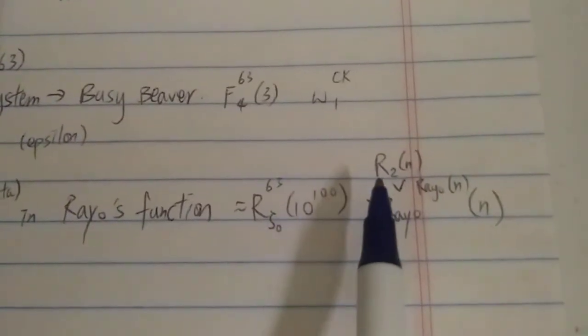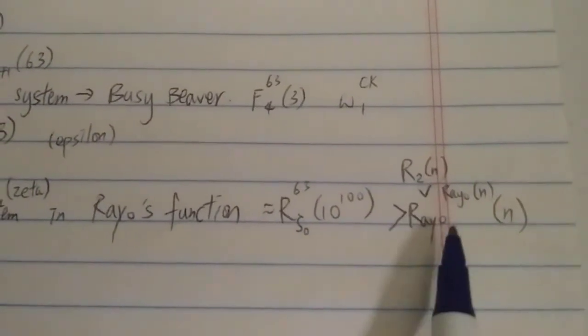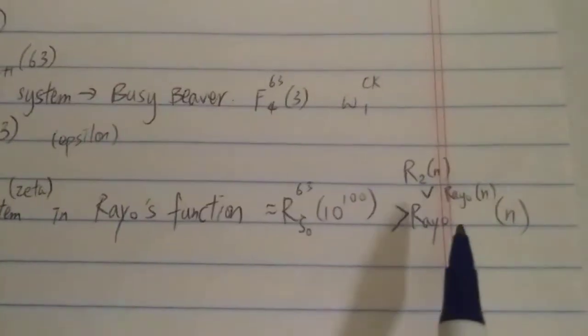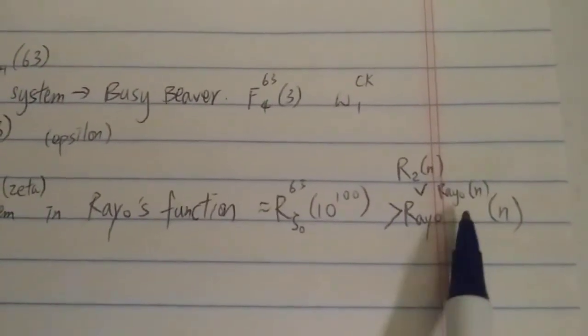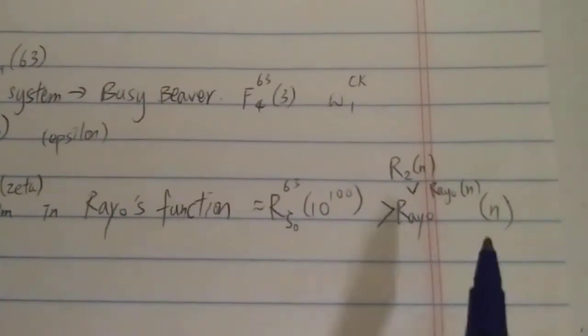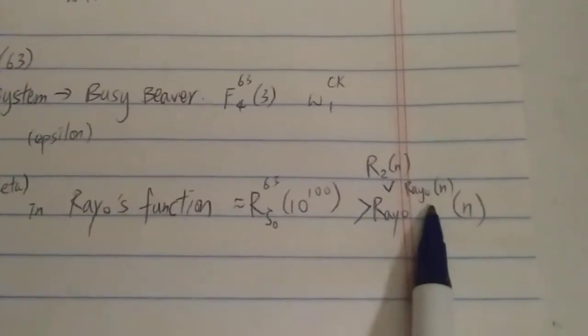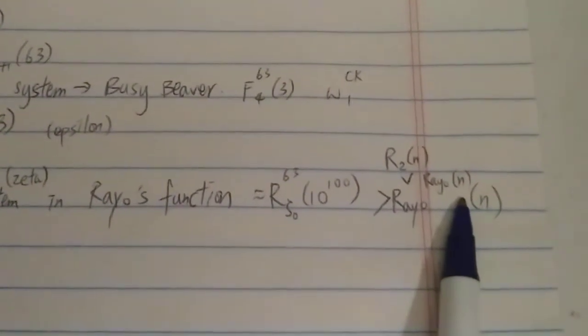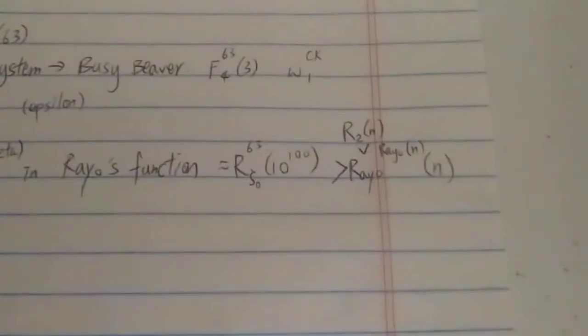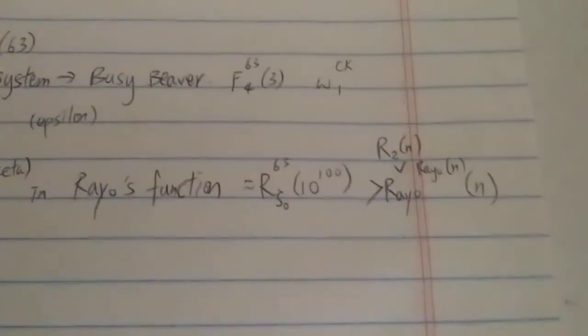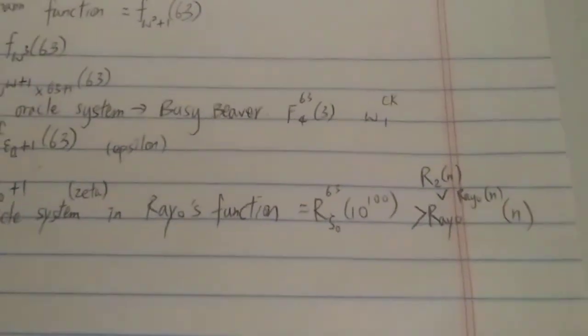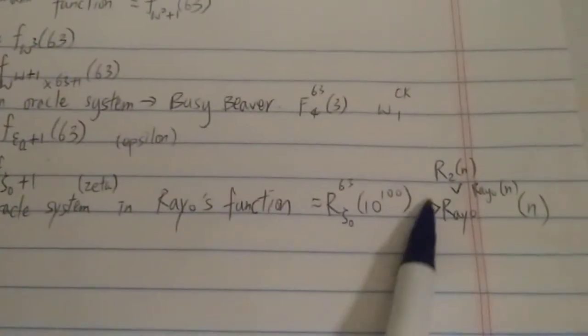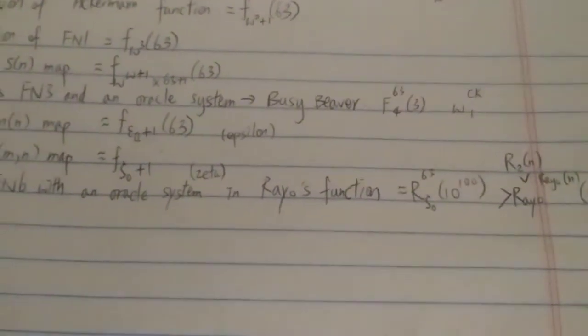And even just R2 of n itself is said to be much bigger than Rayo to the Rayo n. So this one, I think, kind of means you iterate the Rayo function for Rayo's number of times. So this is already super big. I mean, unimaginably bigger than the original Rayo's number. And this is just R2. This is much bigger than that.